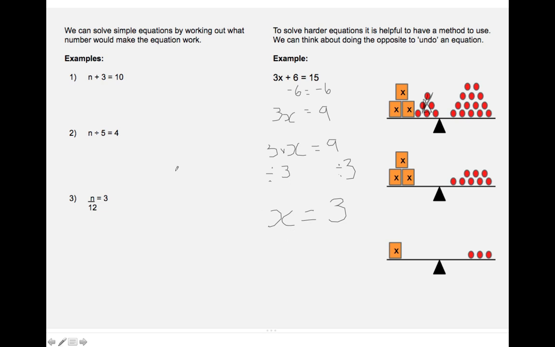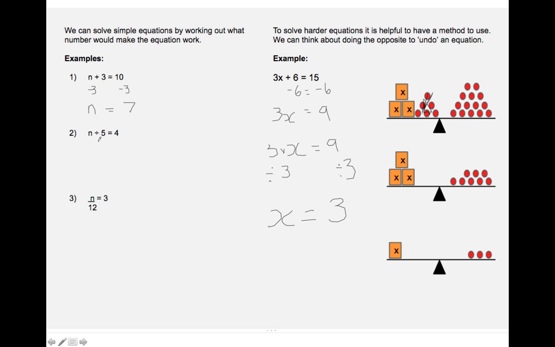So let's have another look at some of these examples here, using that same method I used there. So n plus 3 is 10. First of all, I want to take away the 3 to get rid of it, the opposite of adding it. If I do it on one side, I need to do it on the other side as well. n plus 3 take away 3 leaves me with n. 10 take away 3 is 7.